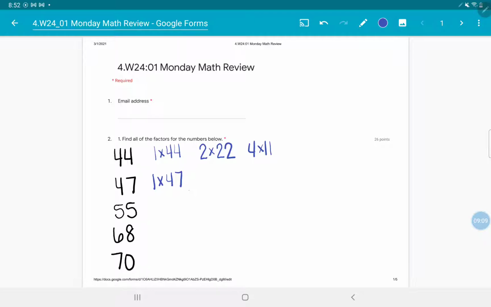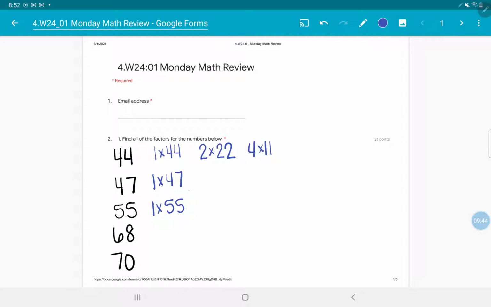What are we going to start with for 55, Alexis? 1 times 55. Okay, so we need to check 1 and 55. Is 2 a factor? Keith's saying no. Why not, Keith? Because it's an odd number. Very good. Okay, 3.